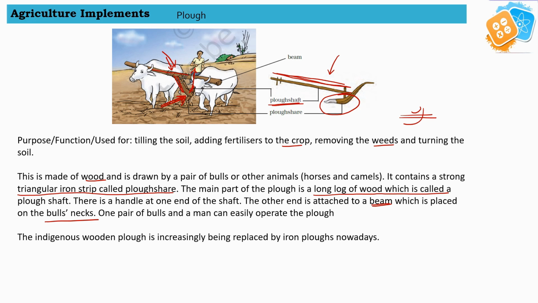The indigenous wooden plow is increasingly being replaced by iron plows nowadays. As modern techniques are coming into agriculture, the ancient and indigenous tools are being replaced by modern tools.